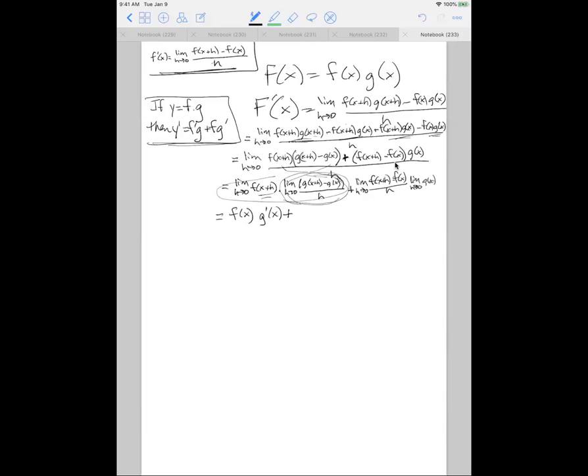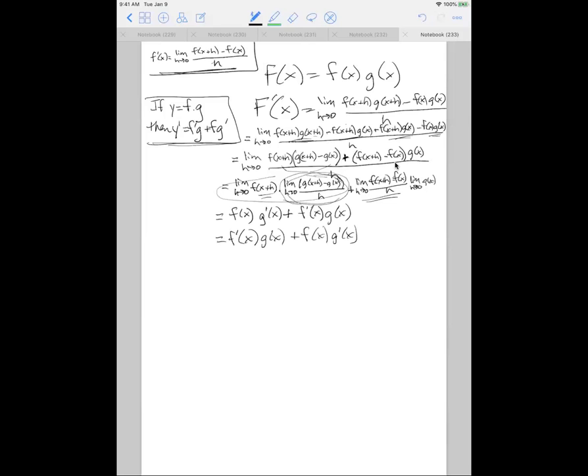And then again, we've got f prime. This is f prime. And then the limit as h goes to 0, there is no h, so it's just g of x. And then notice the order of these things. We've got f of x times g prime of x plus f prime of x times g of x. Well, notice the commutative property means we could switch those. And that means we would end up with f prime of x times g of x plus f of x times g prime of x.